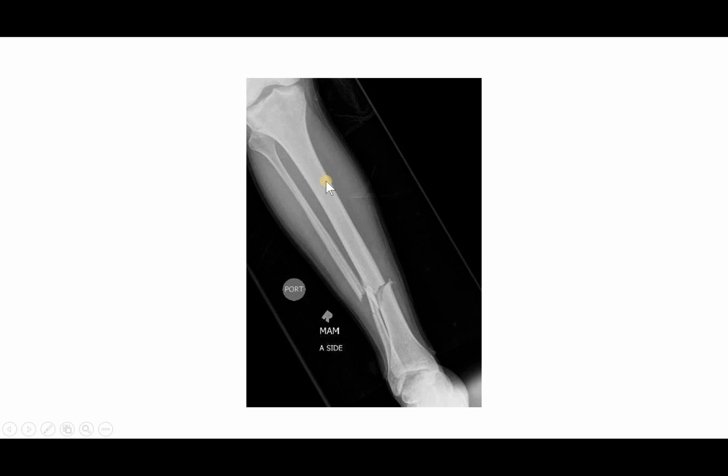Okay, this is a lower leg, so here's the tibia, there's the fibula, and you're seeing a break through the tib fib. Looks to me like it's closed and simple. You might could say transverse.